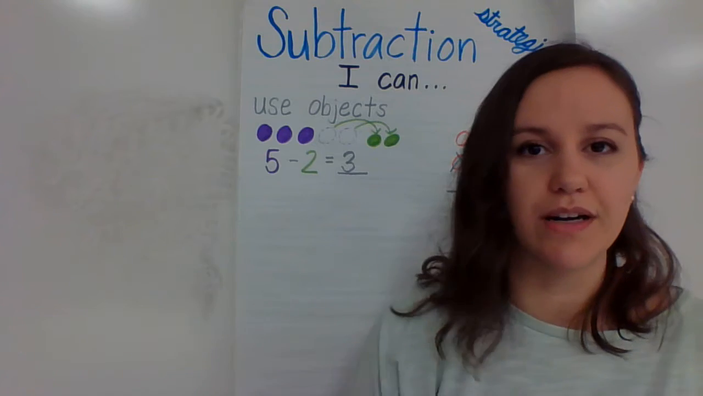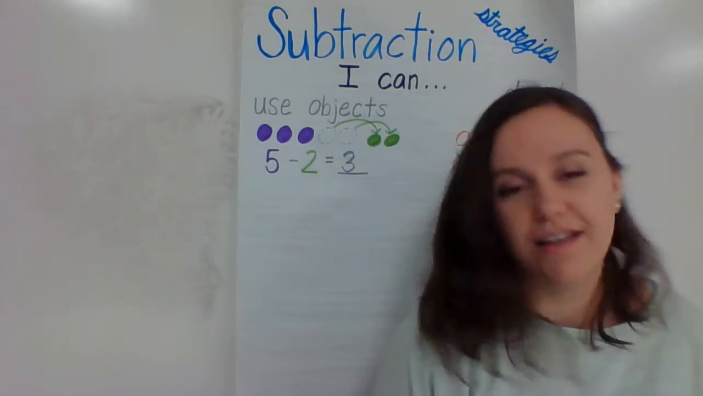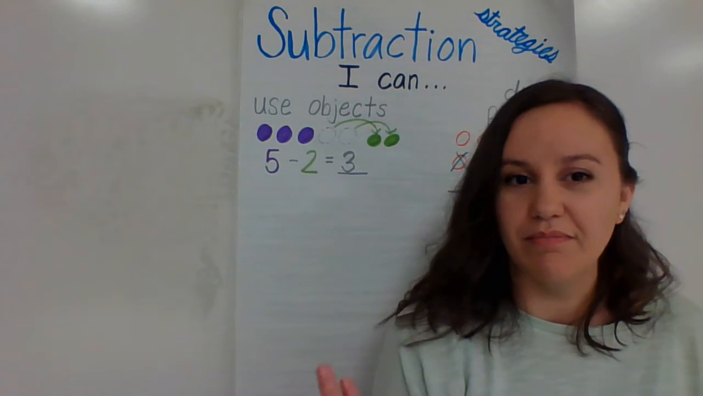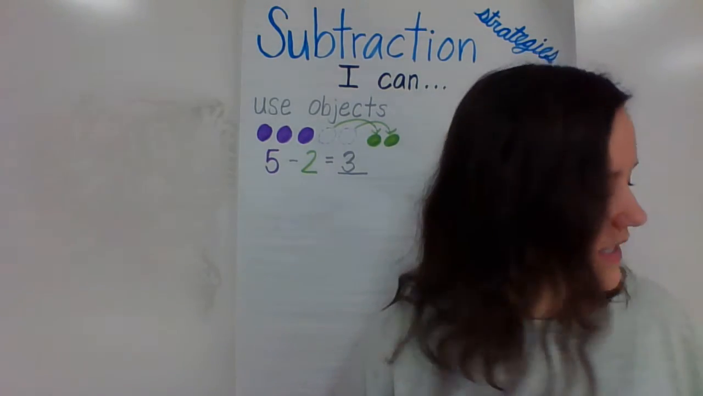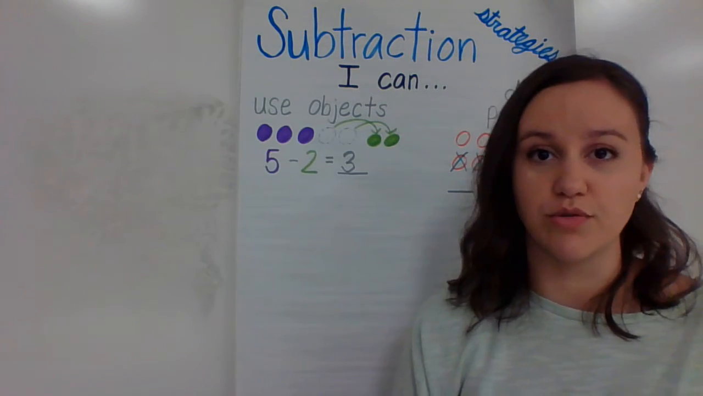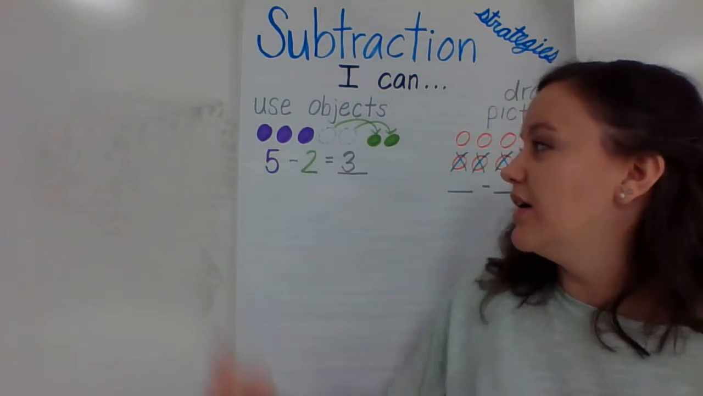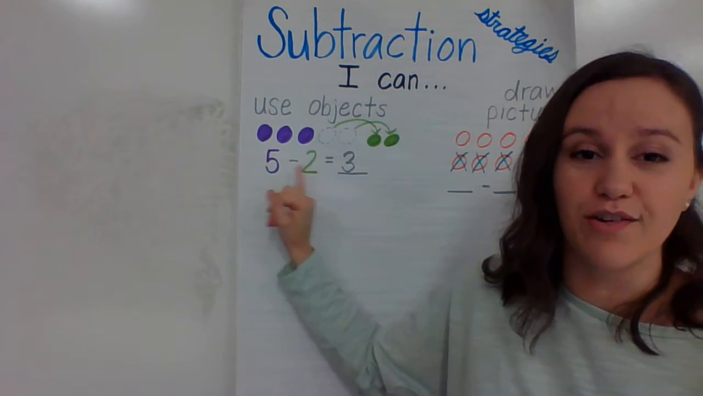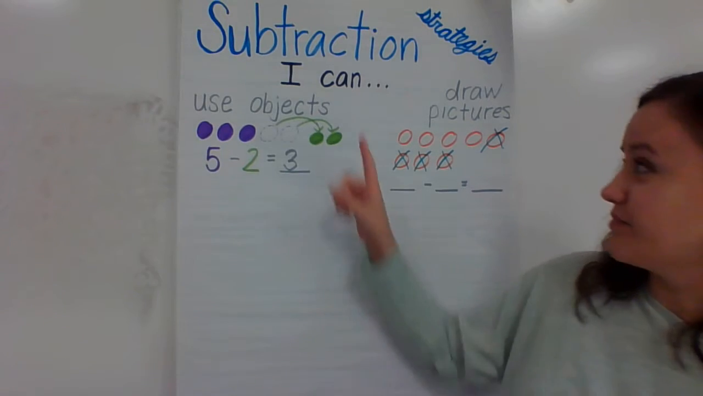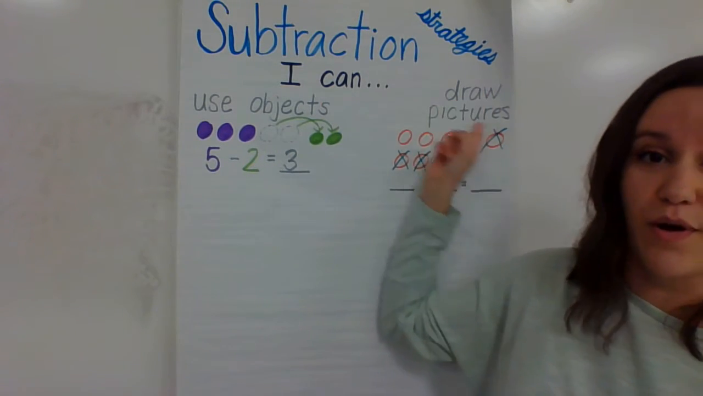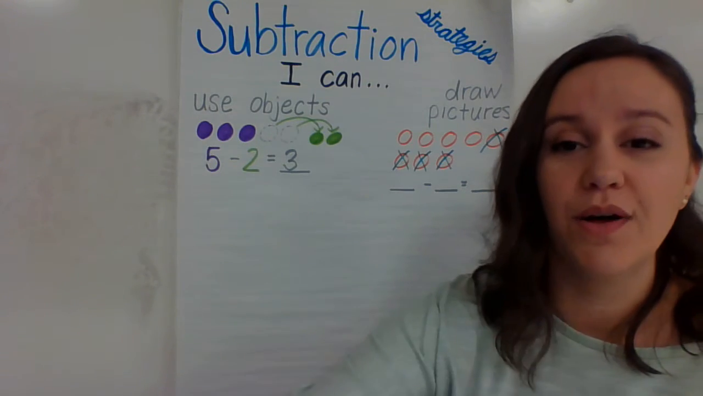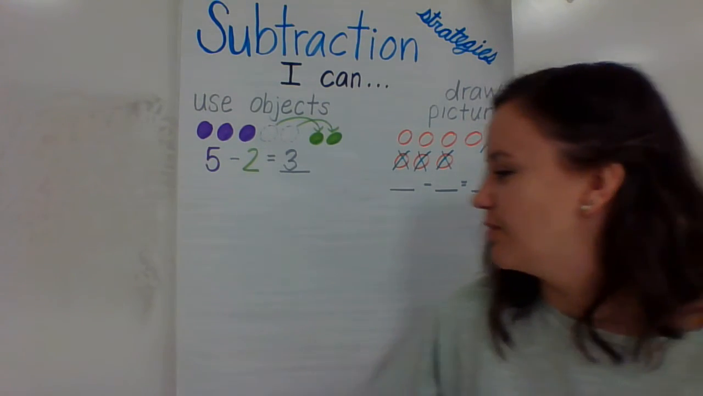So you can use whatever kind of small object you have at your house. It doesn't have to be fancy counters or math-specific things. You can use any object. So remember, when you're using objects or when you're doing any kind of subtraction problem, you start with that greatest number and then you take away or you minus the next number. So another subtraction strategy, you can think, I can draw pictures. Now we're going to work on this strategy. We're going to see how we write a subtraction problem.